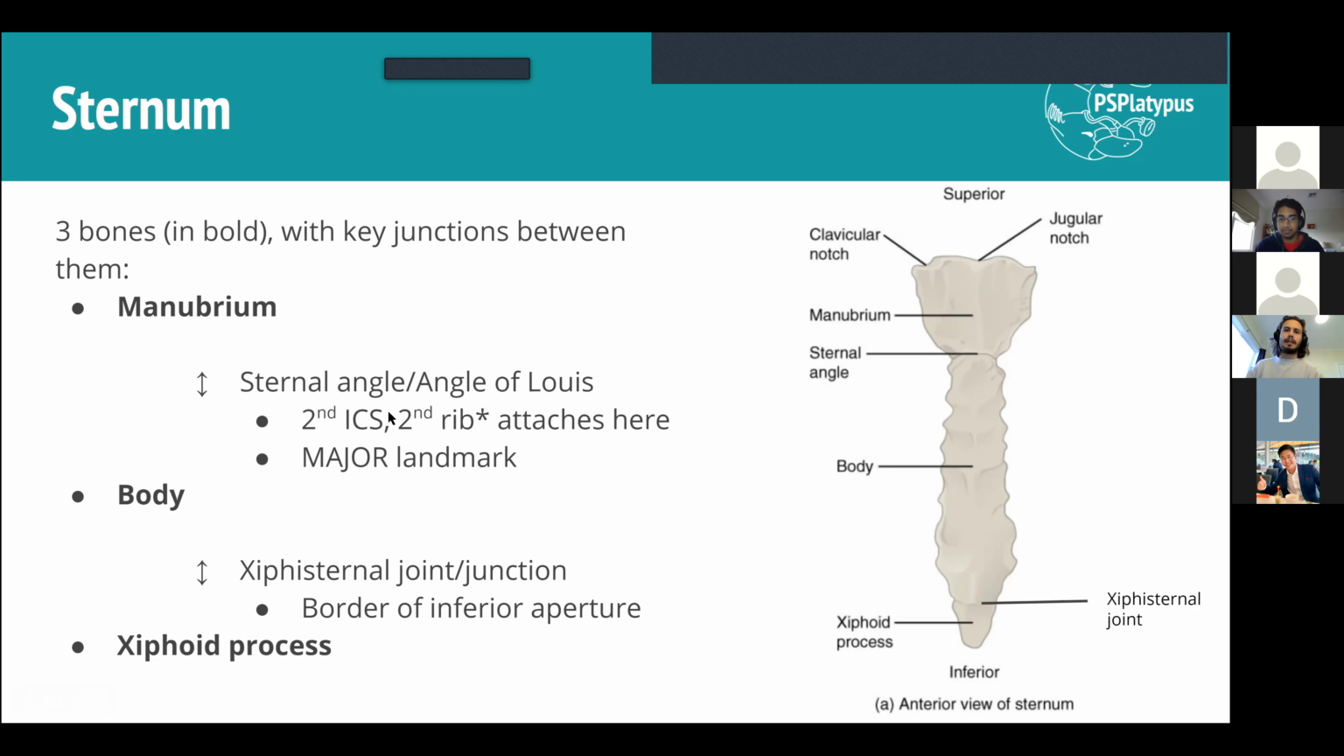But really what I want to talk about here is the sternal angle, and we'll get onto that in the next slide as well. It's also known as the angle of Louis, and that's the articulation here between the manubrium and the body. It's at the second intercostal space, and the second rib, or really the second costal cartilage, connects here at this sternal angle. It's a major landmark. It's around the level of T4-5, so that intervertebral disc.